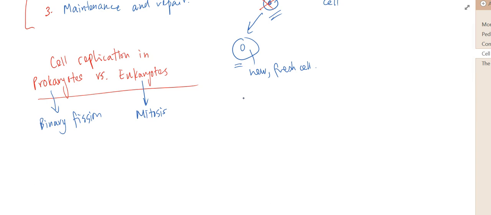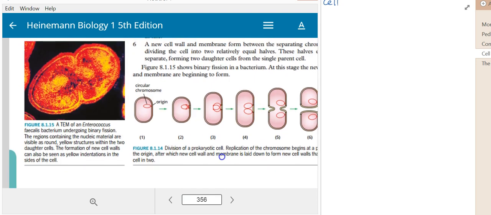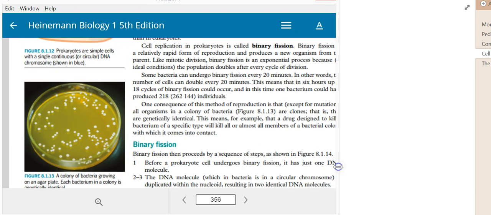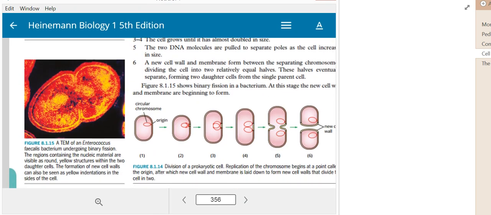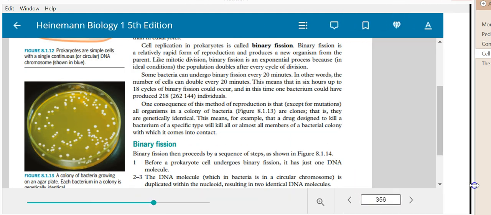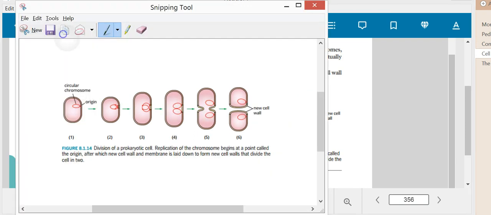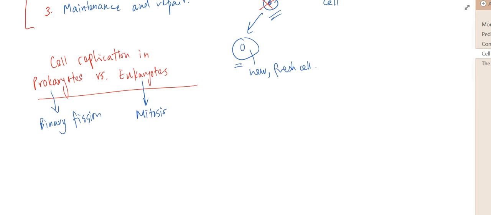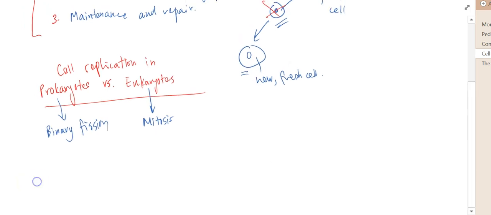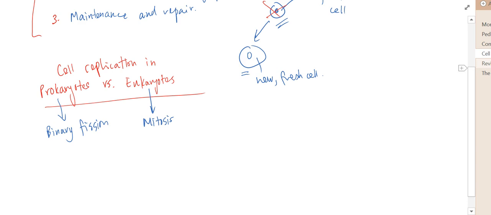So with binary fission, and I'm just going to rip this diagram out of the textbook. I really want to, with binary fission here. I already got it. And paste. Nope. Hang on, I'll just get this copied over.